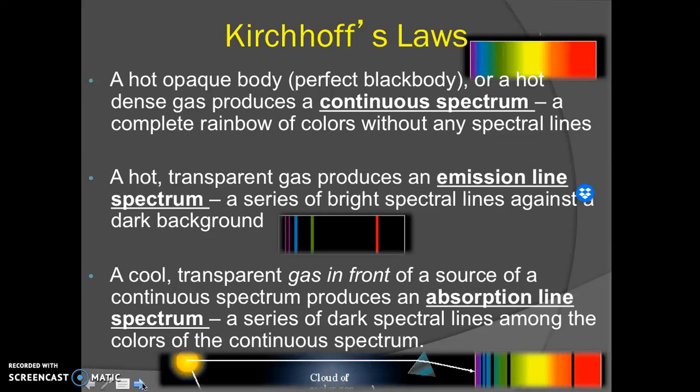But if we have a hot, transparent gas producing emission lines, we see those very bright spectral lines against a dark background. But if we had the opaque black body, the full rainbow, sitting behind a cool gas, that cool gas would absorb the energy coming from the continuous spectrum. And so you'd see the continuous spectrum in the background, and then the absorption lines from the cool gas cloud where the electrons are absorbing those photons from the continuous spectrum. So you'd see these dark bands in the continuous spectrum called absorption lines.